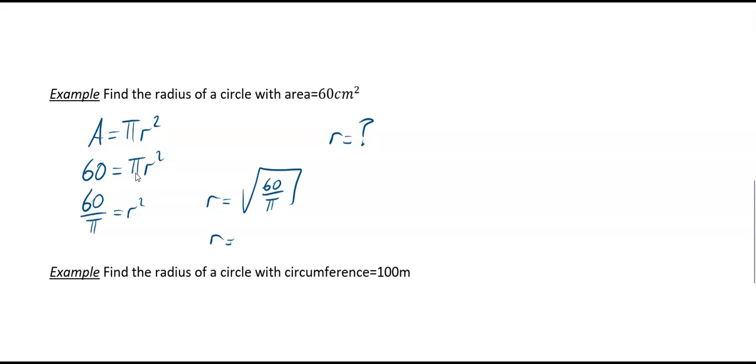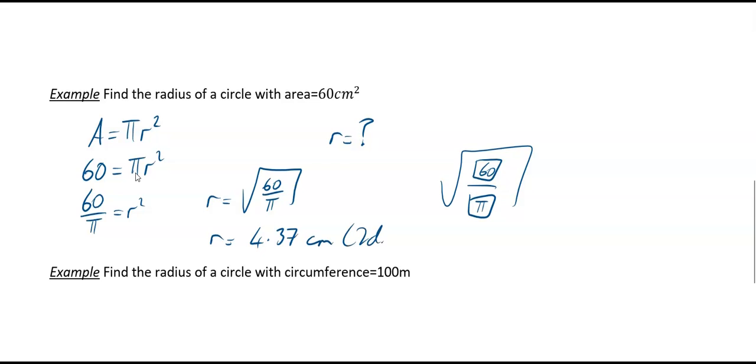If you're doing this on a half decent calculator, use your square root button and then your fraction button. What it should look like is square root of, and then in the first box you put the 60, and in the second box you put pi, and press equals. I have got an answer of 4.370193732. So 4.37. And the units are going to be centimeters, and that's to 2 decimal places.